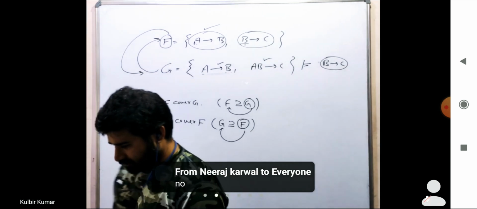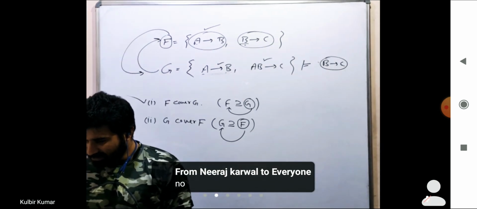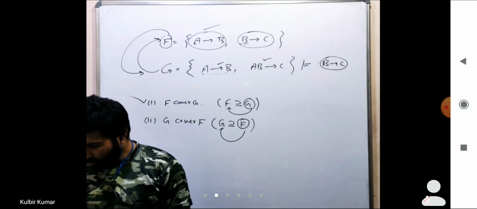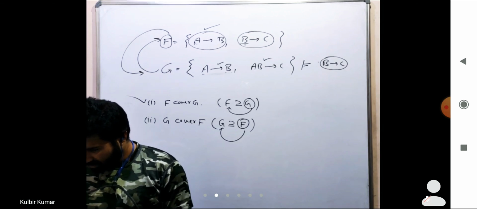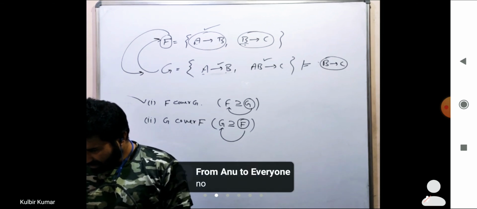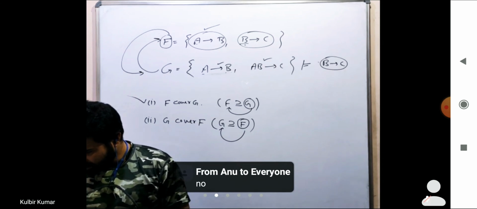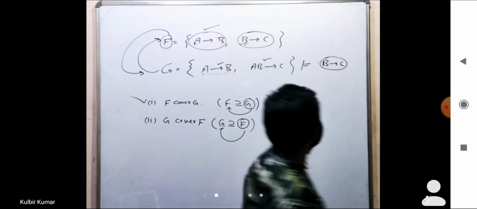But sometimes this yes, yes game may be dangerous. It may spoil your life. It seems yes, yes, but it may be no. A goes to C, also B goes to C, Sandeep, Sandeep, Sandeep. Oh, let's see.